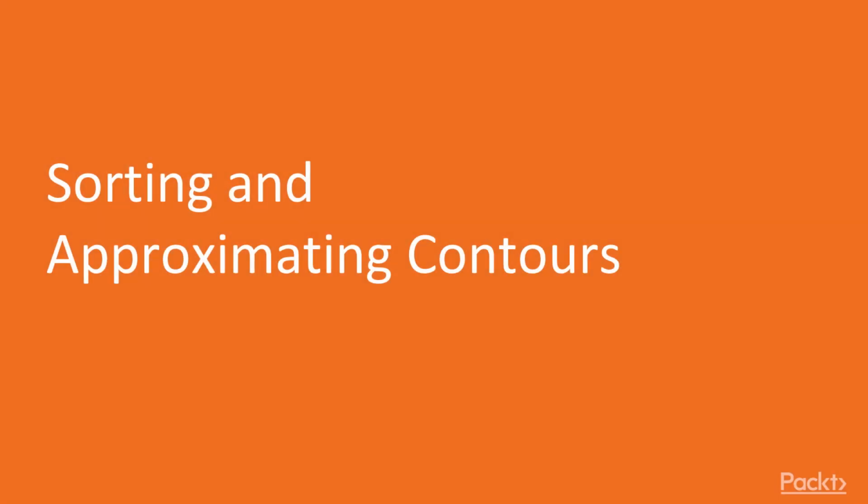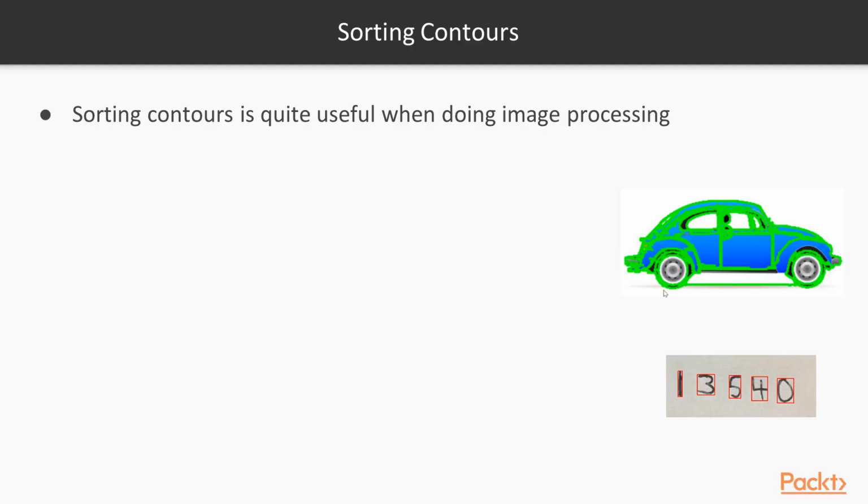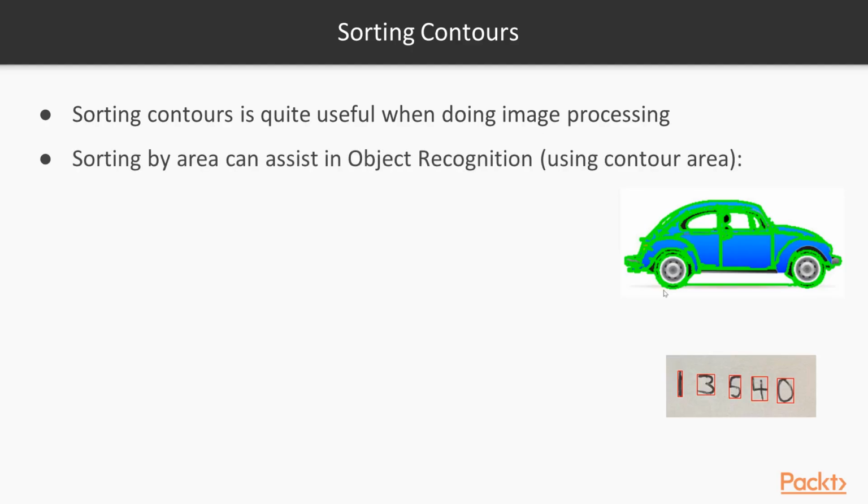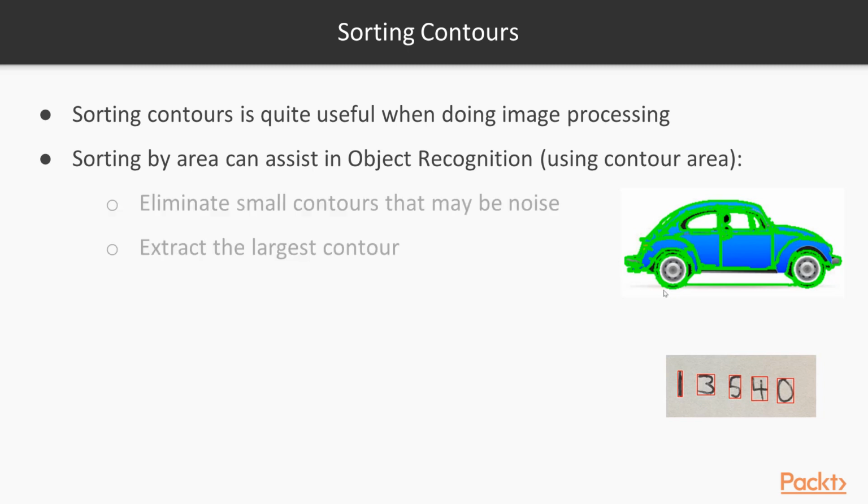Hi, and welcome to the video where we take a look at sorting and approximating contours. So now let's start this video with sorting contours. Sorting contours is a very important pre-processing or image processing step when you're looking at contours in images, because firstly, by sorting contours by area, you can eliminate small noisy contours. You can remove all contours that are under a certain area. That's one way you can sort these contours.